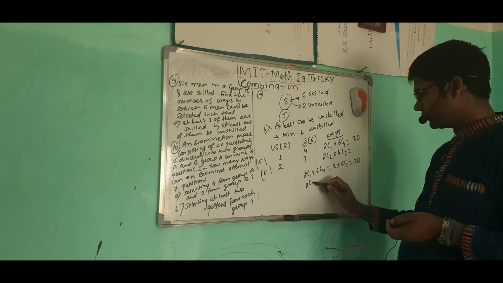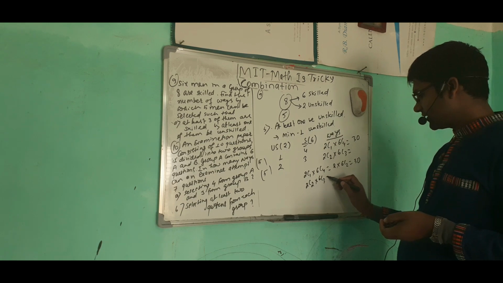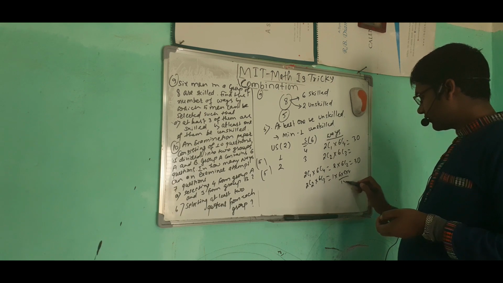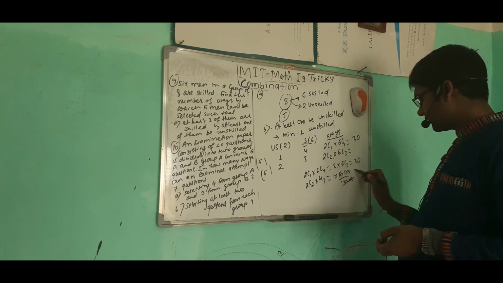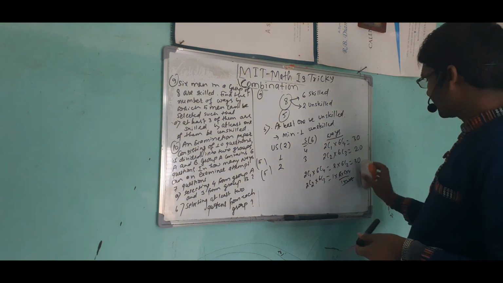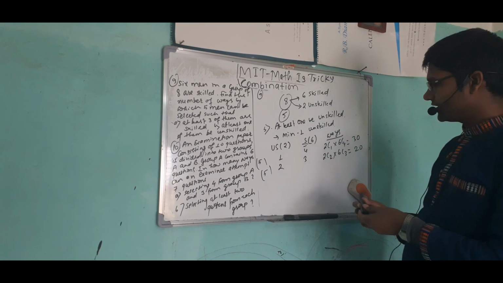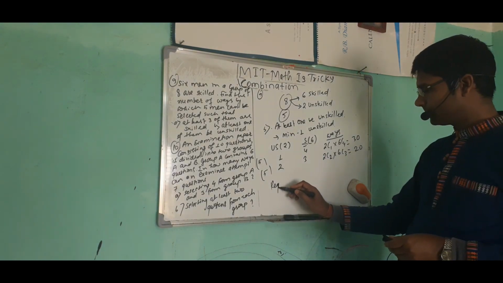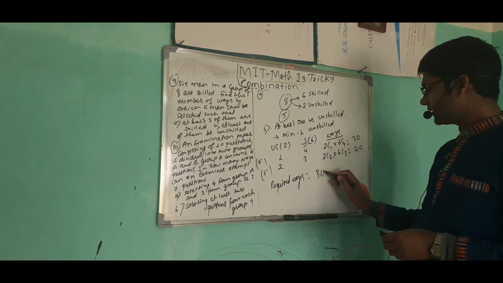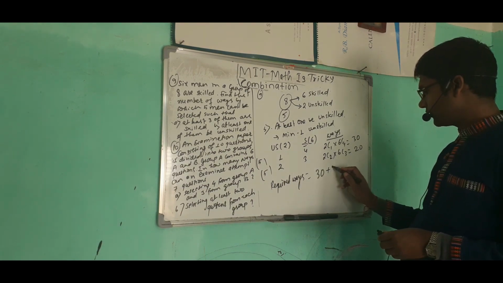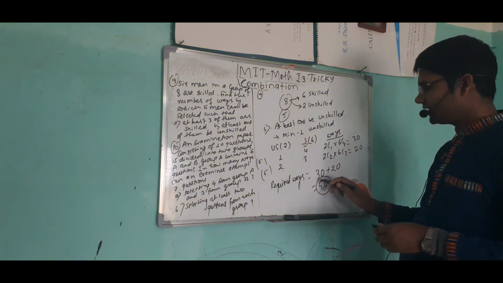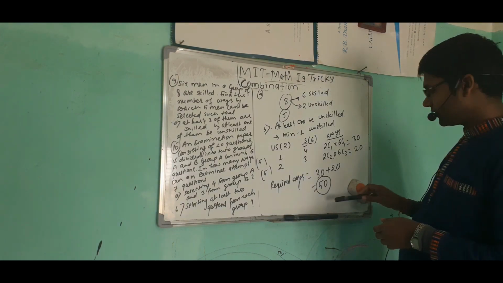So 2C2 into 6C3 gives here 1 into 6 into 5 into 4 by 1 into 2 into 3, which is 20. Okay, so we can write here 20. So what is the required ways? The total number of required ways will be simply 30 plus 20, the answer is 50. Okay, so this is our answer. In this way we can solve the problem.